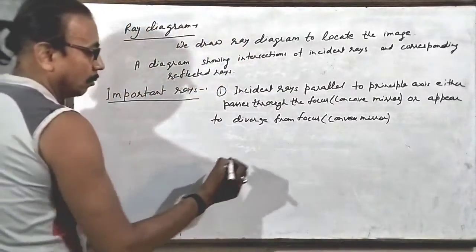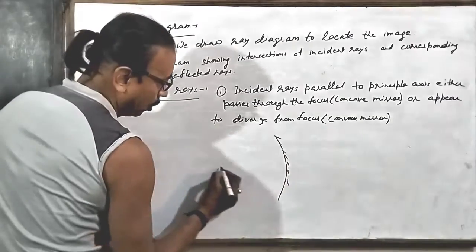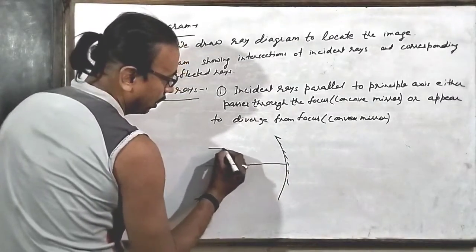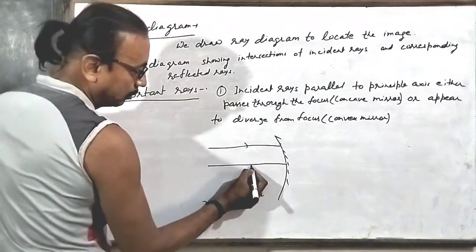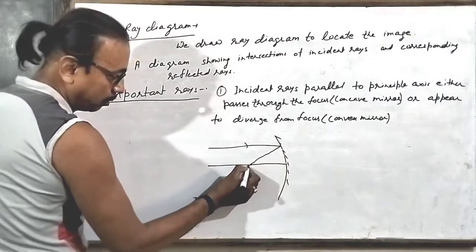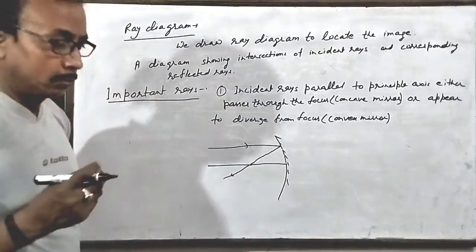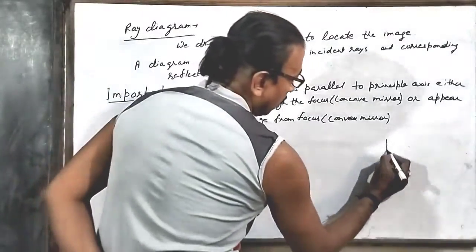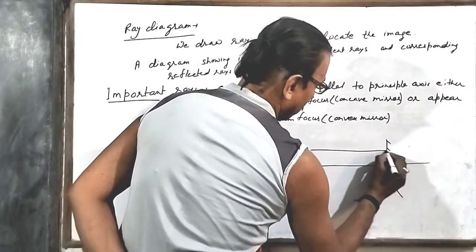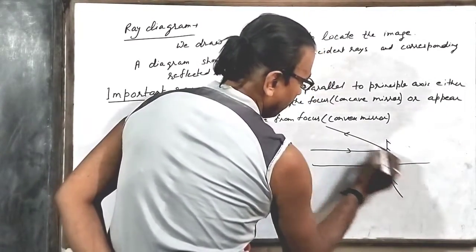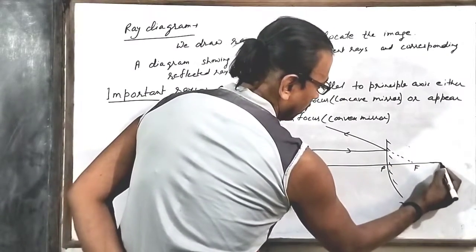Means in the ray diagram, for a concave mirror, the first important ray is that when the incident ray is parallel to the principal axis, after reflection it passes through the focus. We will see its importance in making ray diagrams to form images. And for a convex mirror, the ray appears to come from the focus after reflection.